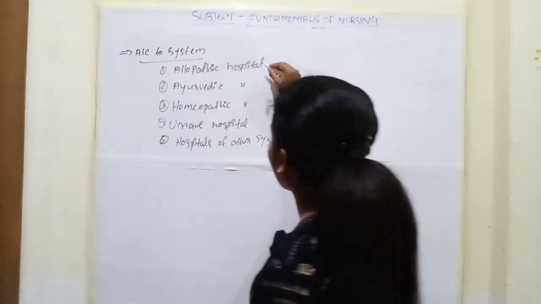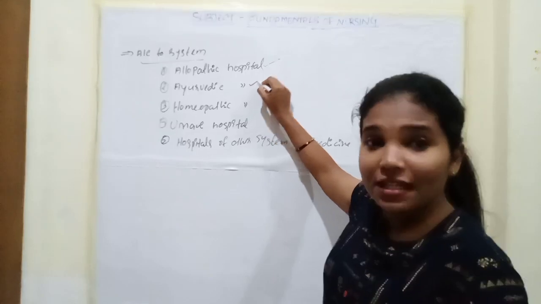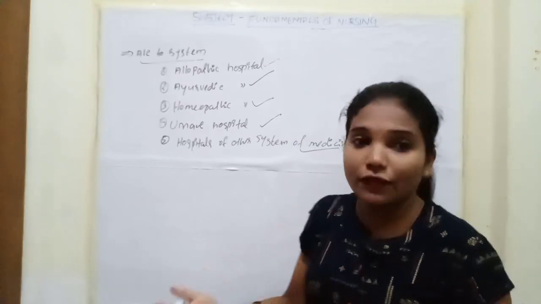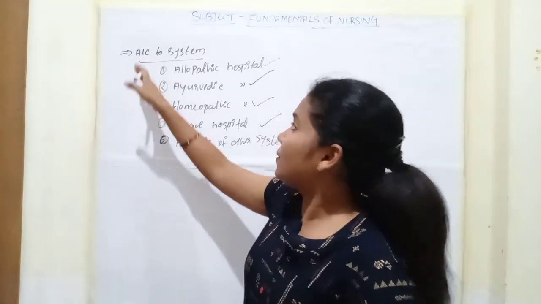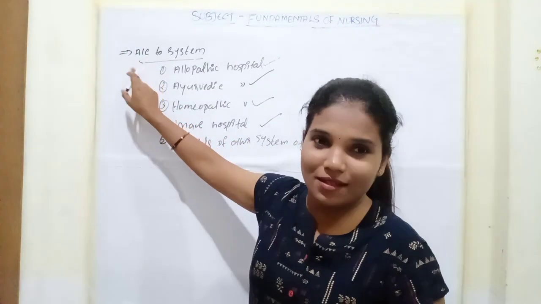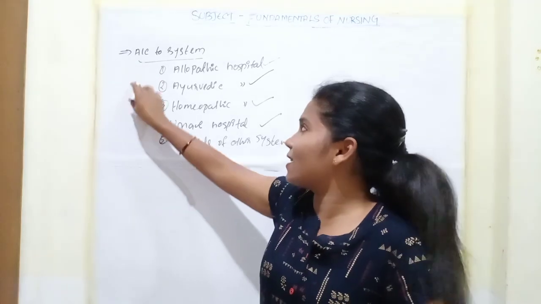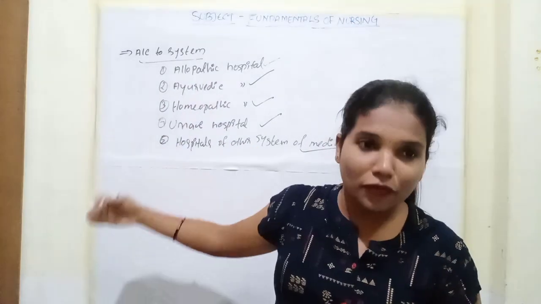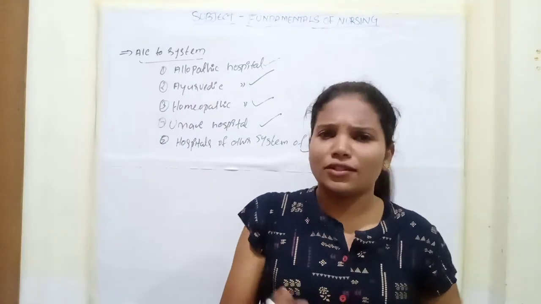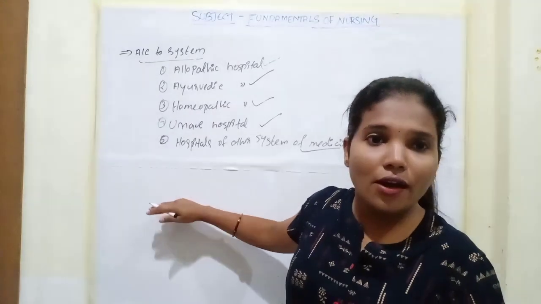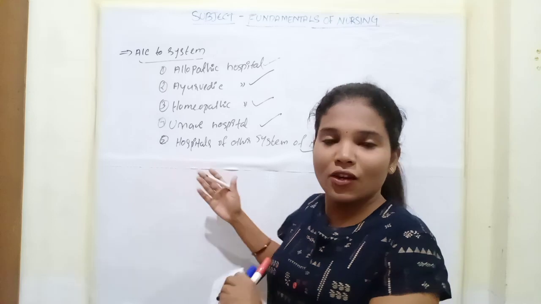So the first one is allopathic hospital, second is Ayurvedic hospital, third is homeopathic, fourth is Unani, and fifth is the system of medicine, different others. So when you're writing, you have to write the full form. Just for writing on the board I am writing like this. So according to the system, you have to list out and write about all the things within two sentences. That's enough. Okay, so this is about the classification of hospital according to the system.